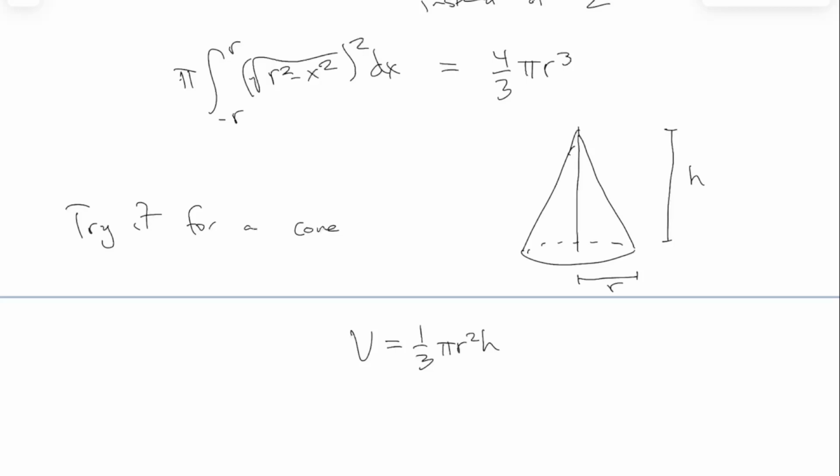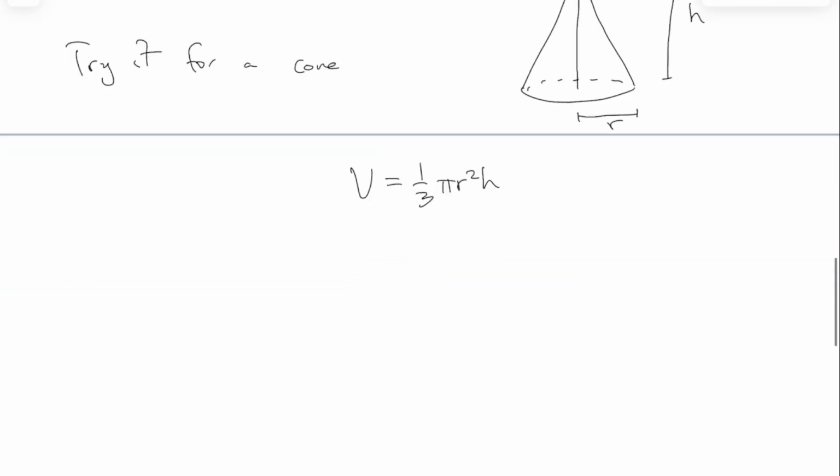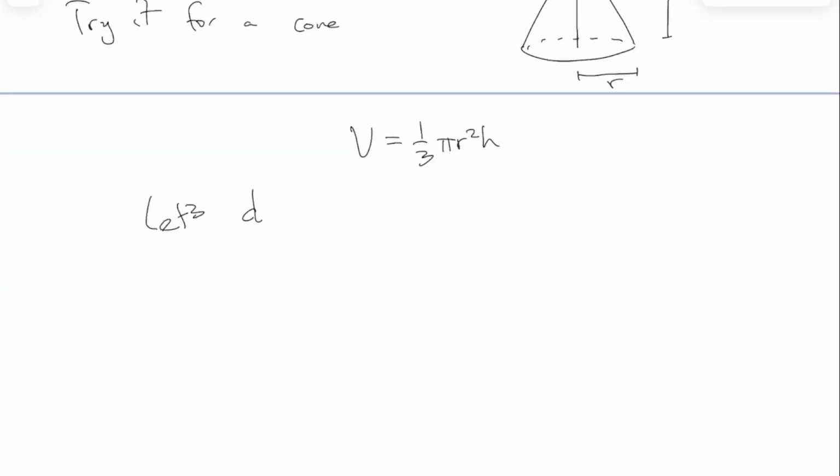Pi r squared is the area of the circle on the bottom. So the volume of a cone, apparently, is the area of the circle on the bottom times 1/3 times the height. Does that seem obvious to anybody? The answer is no. To me, there's no good reason why that ought to be the correct formula, but it just is. But I would like to try to actually work this out in complete generality. So can we actually derive this formula out of nowhere by doing this sort of revolution volume thing? Let's derive this formula.